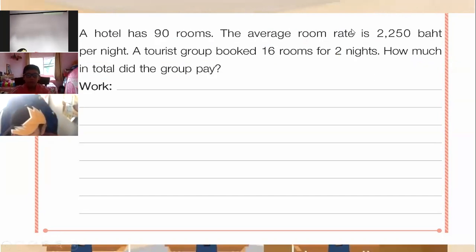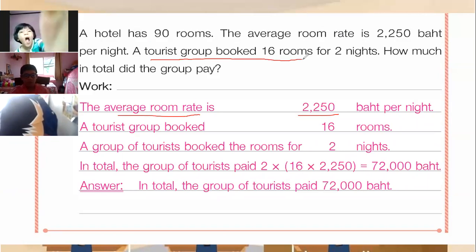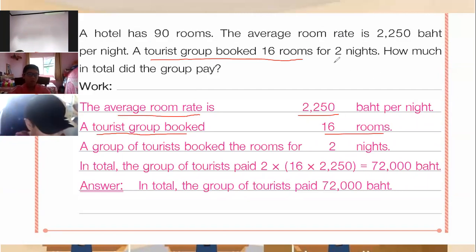So here, first of all, the average room cost is 2,250 baht per night. Okay, how many rooms did the tourist group book? 16. And for how many nights? For two nights. The price, 2,250, is the price for one night, and the group booked for two nights. So first of all, what we have to do is the cost of the room multiplied by two nights.